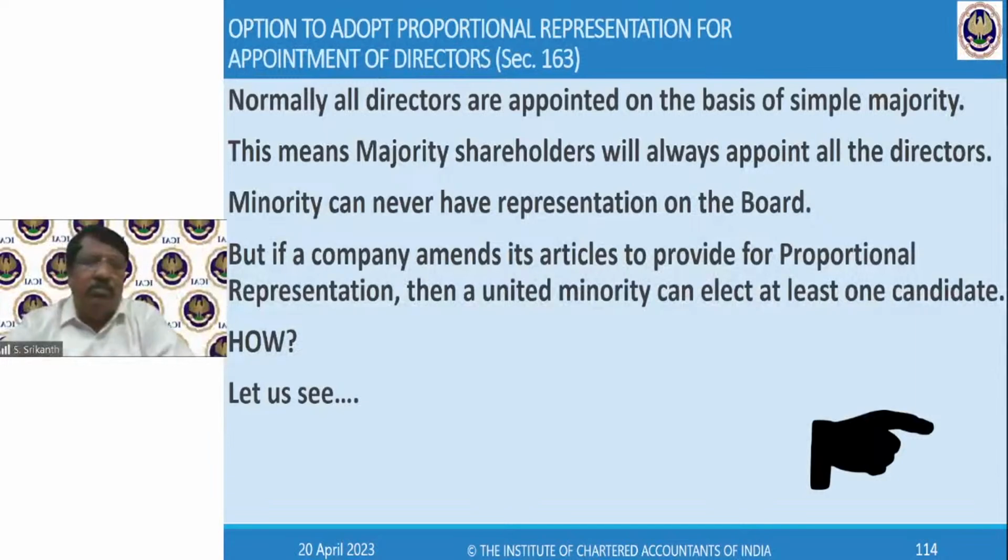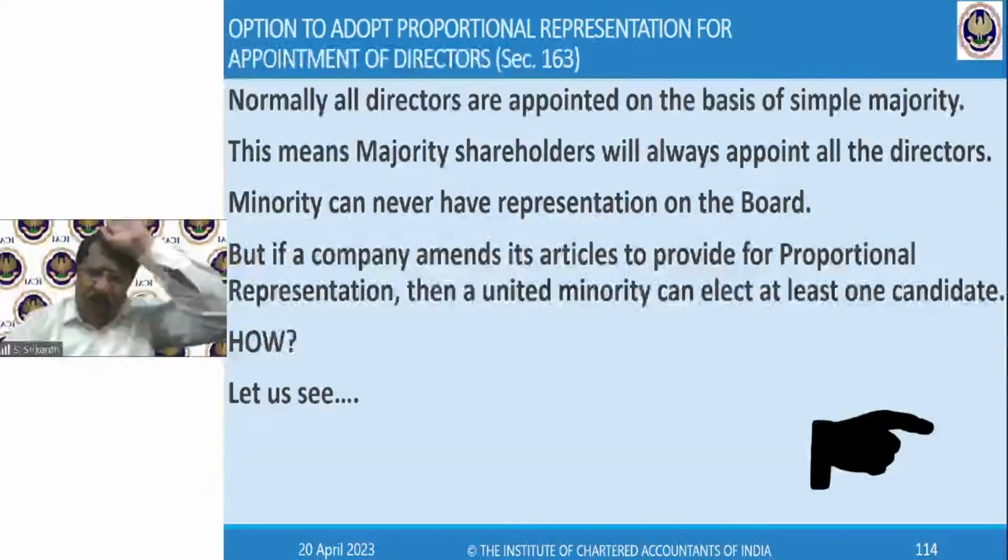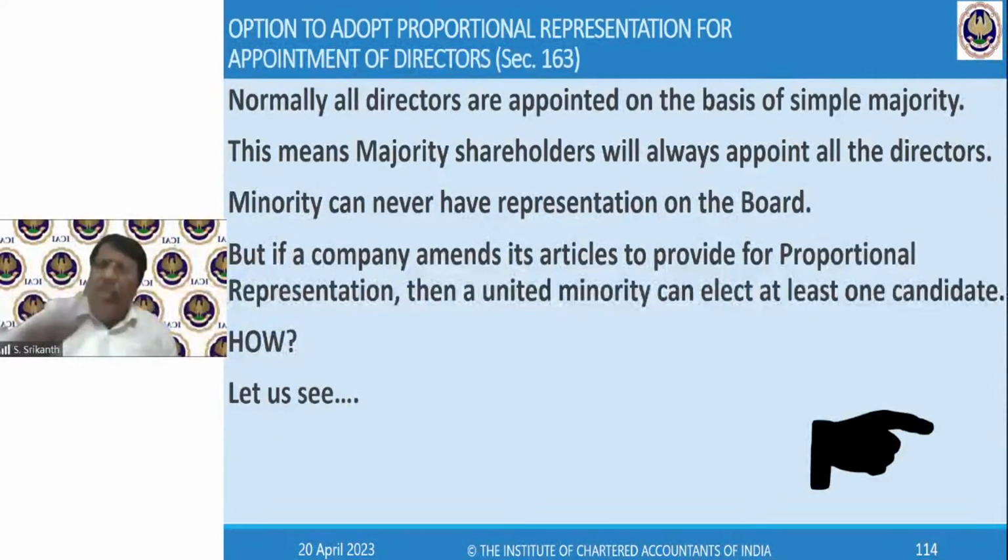proportional representation. Again, no sane company or company secretary or chartered accountant will incorporate a company with articles providing for proportional representation. Why? We will always keep silent so that the majority only will have the right to appoint all the directors. But the tribunal, that is why I'm giving the context of this section. This section is available so that the tribunal can pass an order if necessary.